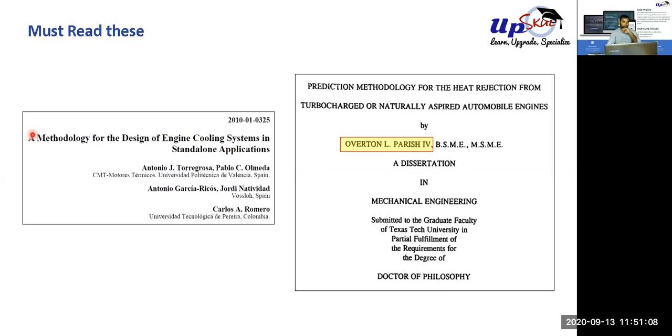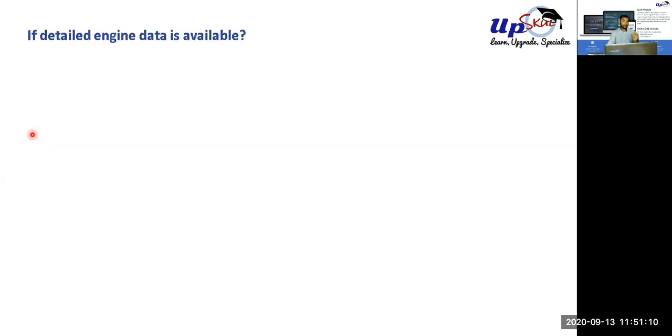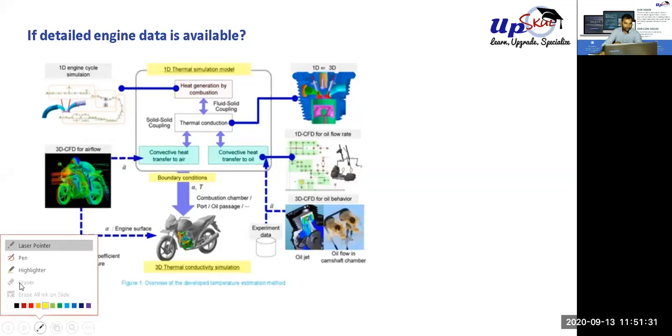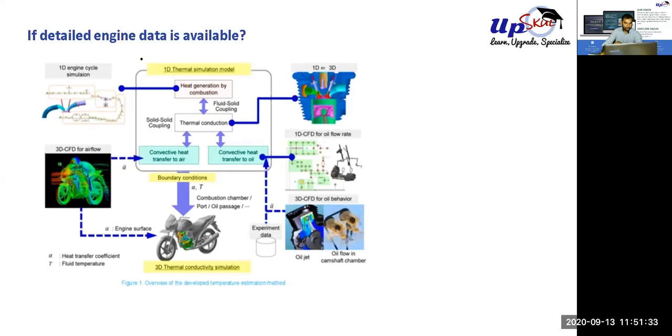So moving on. Next one is, if we have detailed engine data, what to do then? So if we have detailed engine data, what we do is this. Now at first it might sound confusing, but hear me out. Let me use a pen. So this is a 1D simulation model.